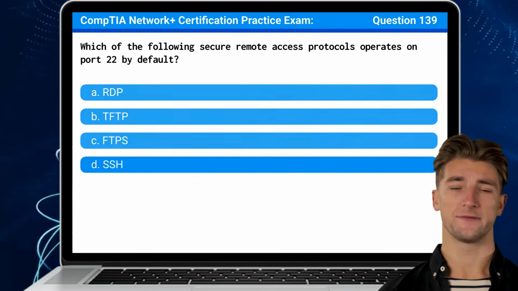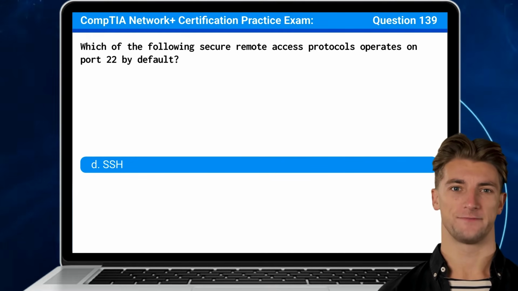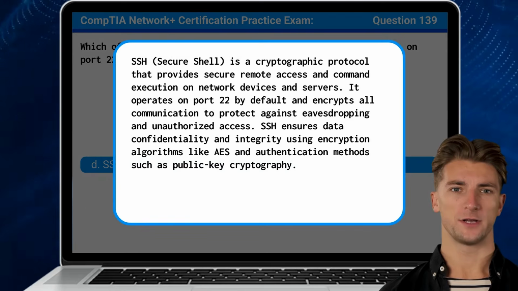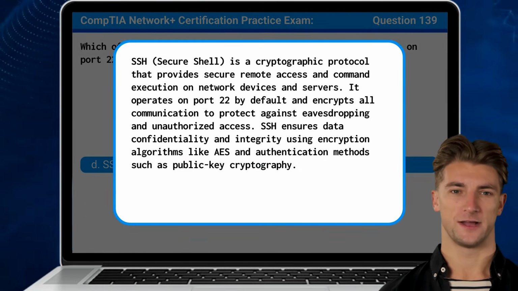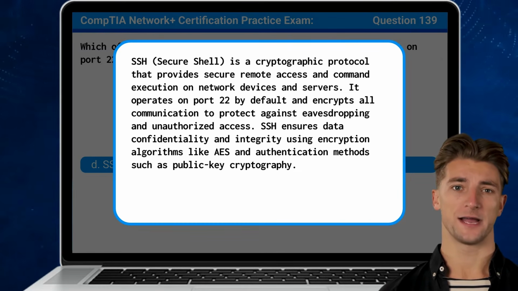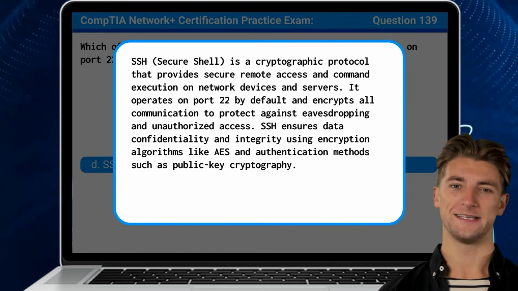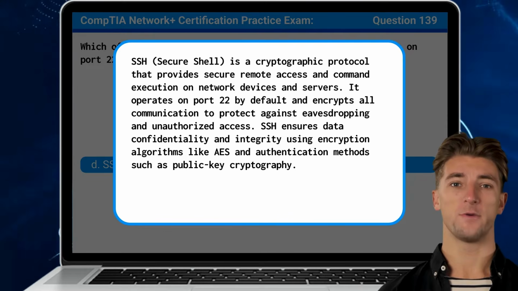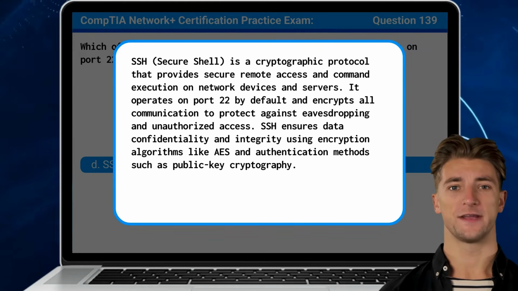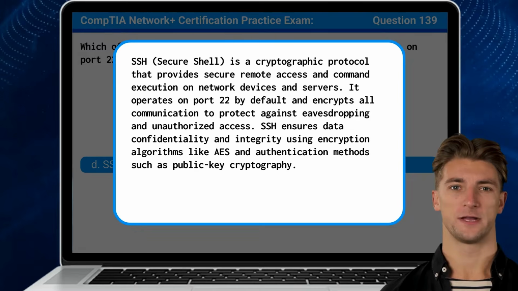The answer is D. SSH. SSH, or Secure Shell, is a cryptographic protocol that provides secure remote access and command execution on network devices and servers. It operates on port 22 by default and encrypts all communication to protect against eavesdropping and unauthorized access. SSH ensures data confidentiality and integrity using encryption algorithms like AES and authentication methods such as public key cryptography.